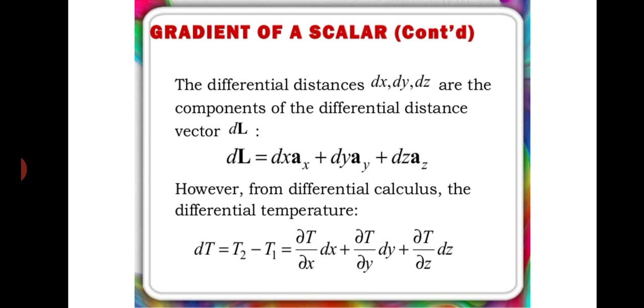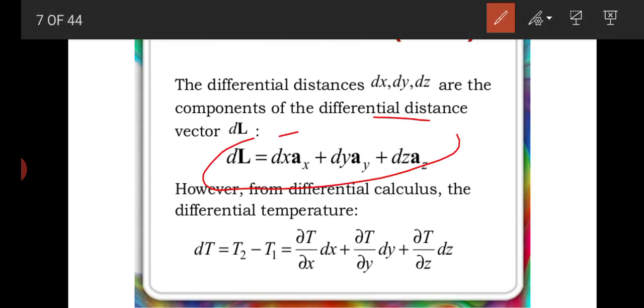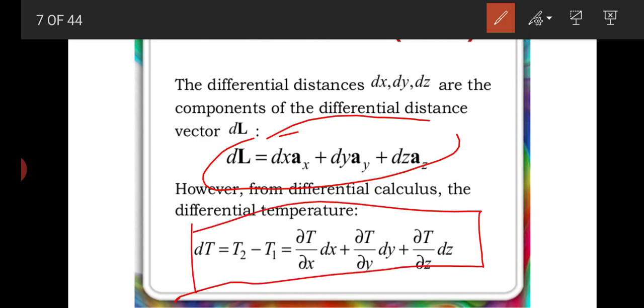dl is nothing but dx ax plus dy ay plus dz az, with the unit vectors ax, ay, az. Okay, so the differential temperature becomes what? T2 minus T1, and this T2 minus T1 depends on the coordinates and is given by del T by del x dx, del T by del y dy, and del T by del z dz. Okay, so this is the situation.